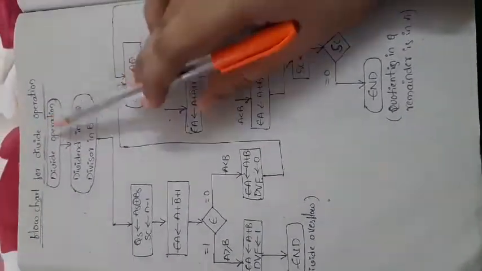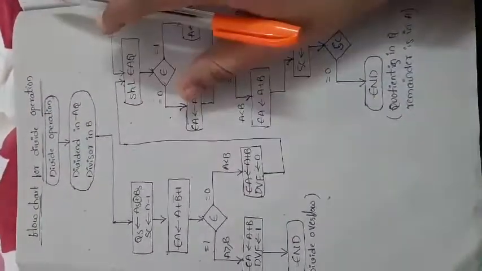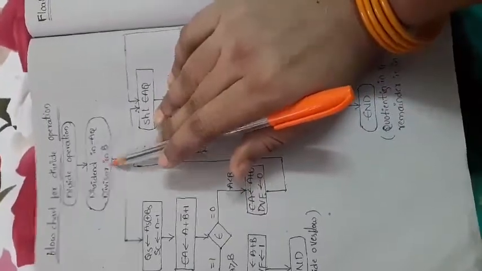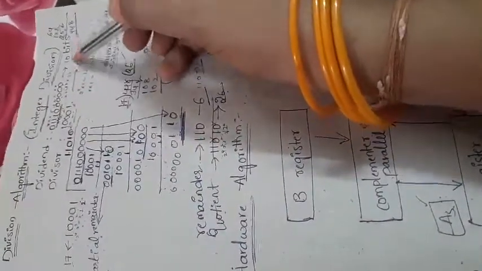Now we'll see the flowchart for the divide operation, that is, the division operation. Here you can observe this flowchart for the division operation. First, for division we need two numbers: one is the dividend and the other is the divisor. How many bits are we considering for the dividend? The size of the dividend is 10 bits, no?